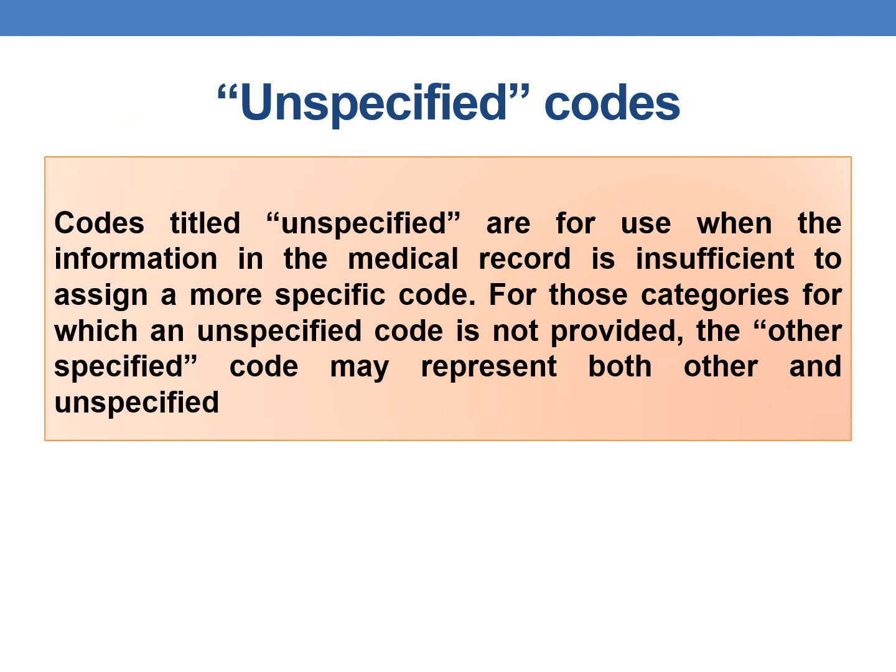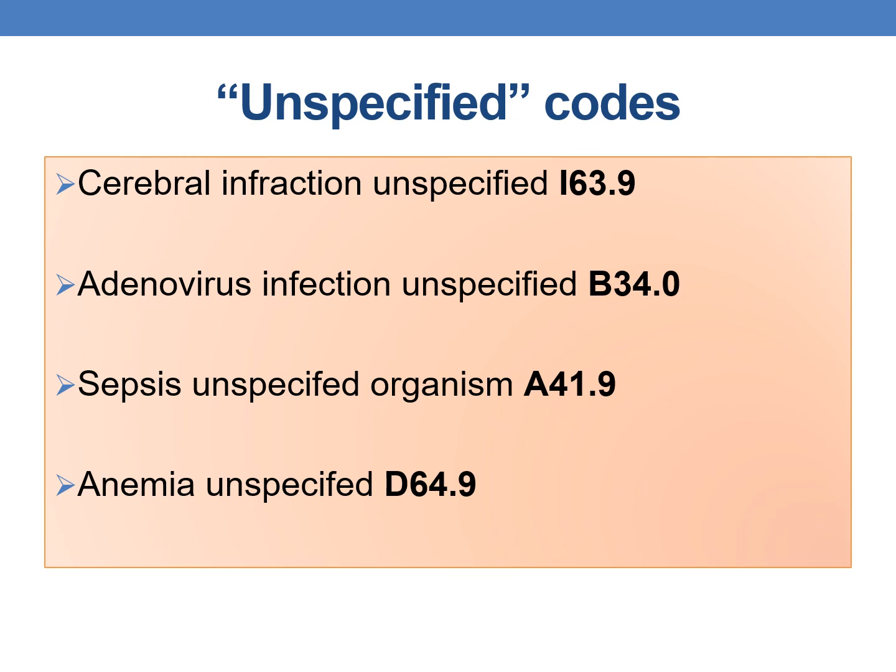Now coming to unspecified codes. Codes titled unspecified are for use when the information in the medical record is insufficient to assign a more specific code. For those categories for which an unspecified code is not provided, other specified code may represent both other and unspecified codes. This is important. Coming to the examples for unspecified codes, cerebral infarction unspecified is indicated by I63.9.